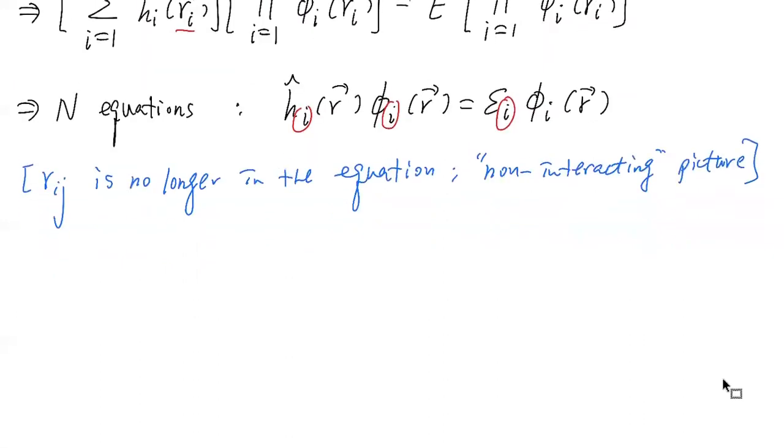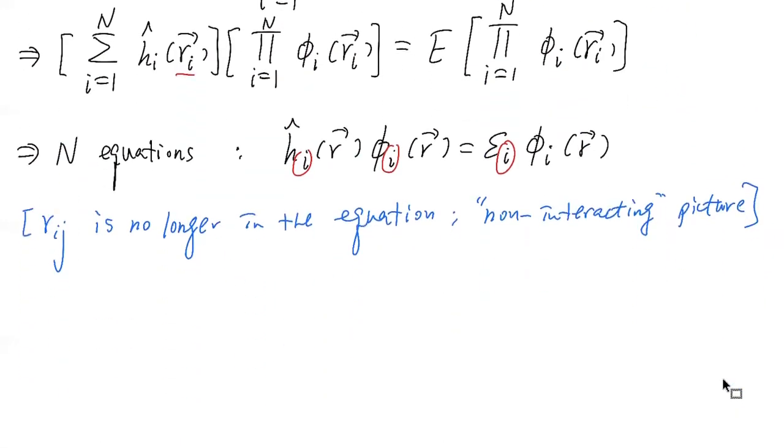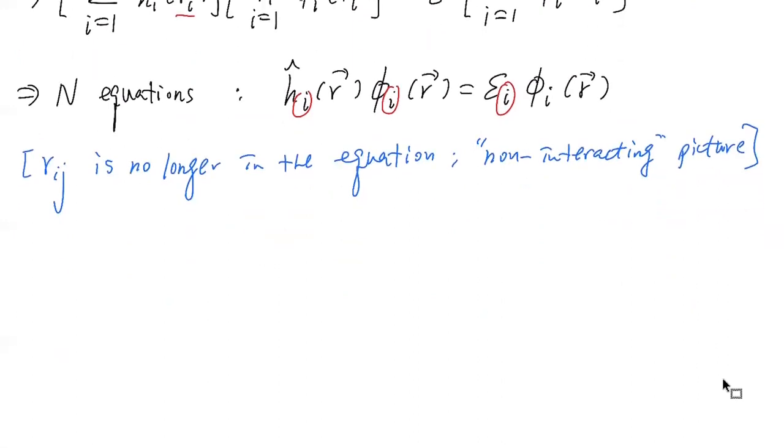Okay? And what is the total energy? The total eigenvalue, capital E, is approximately, I cannot really write an equal sign, approximately the summation of the epsilon_i.